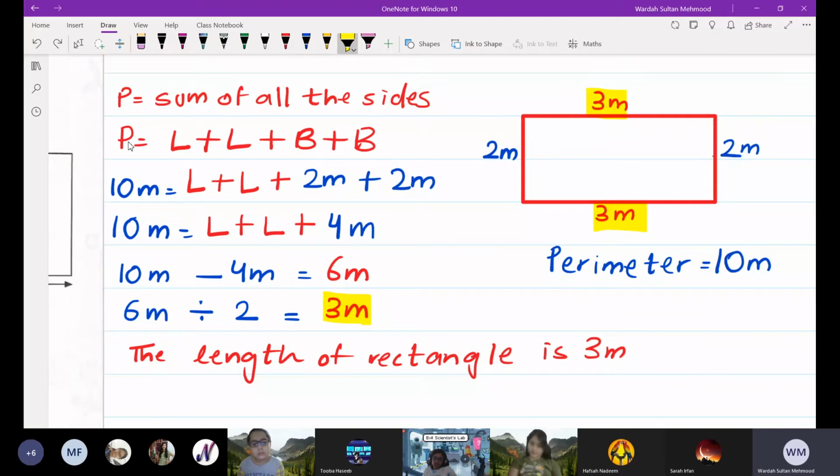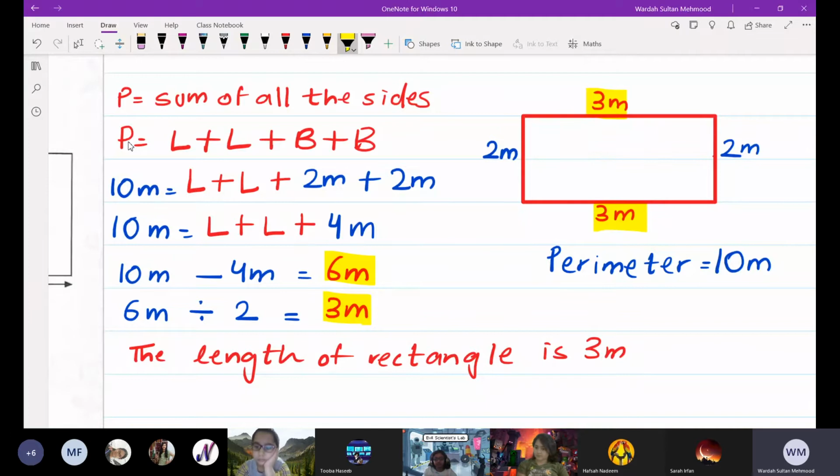Whatever you have here and here, you're going to subtract them. All right, 10 minus 4, 6. Whatever answer you get, you're going to divide this by 2, and never by any other number, always by 2. And then whatever answer you get, that is your final answer.